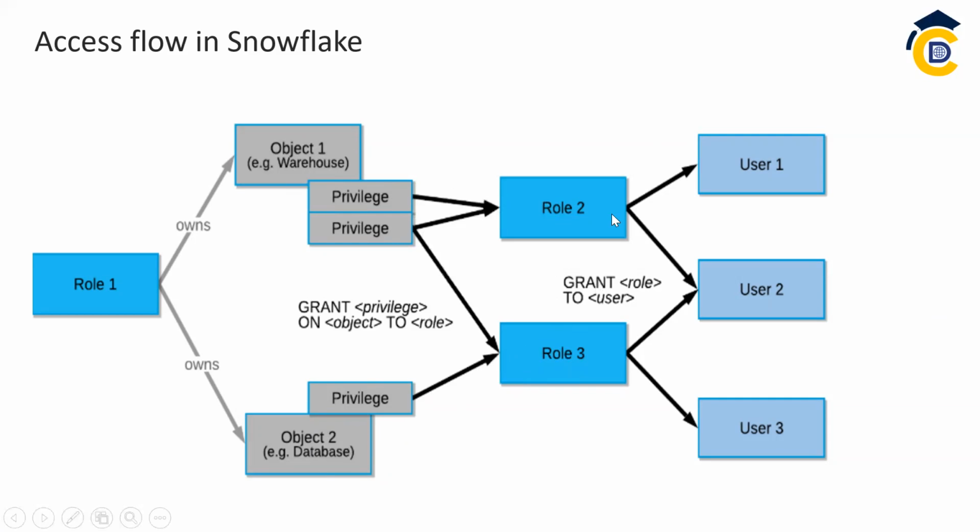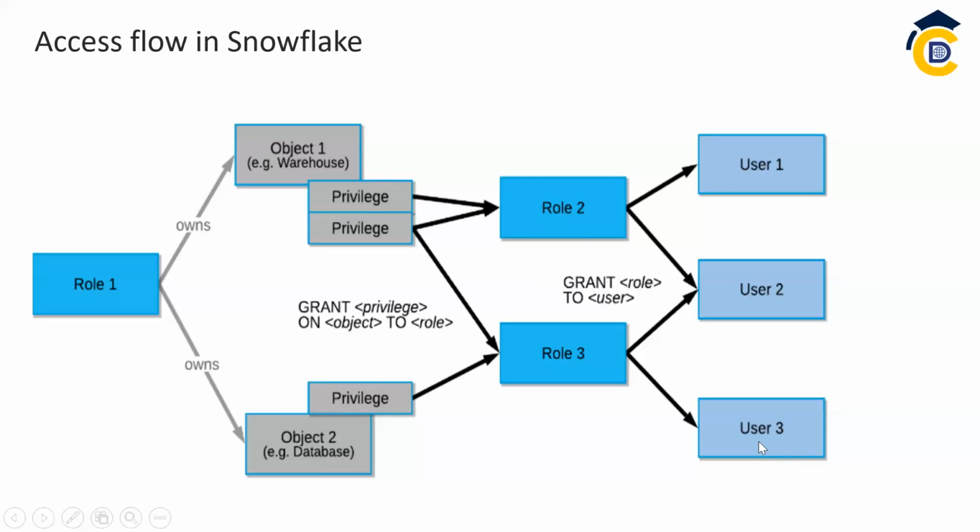Then in turn these roles are given to users. So role 2 is given to user 1 and user 2. Role 3 is given to user 2 and user 3. By this logic, user 2 will be able to access both the warehouse and the database, while user 1 can only access the warehouse because it is associated with role 2, and role 2 can only access the warehouse.